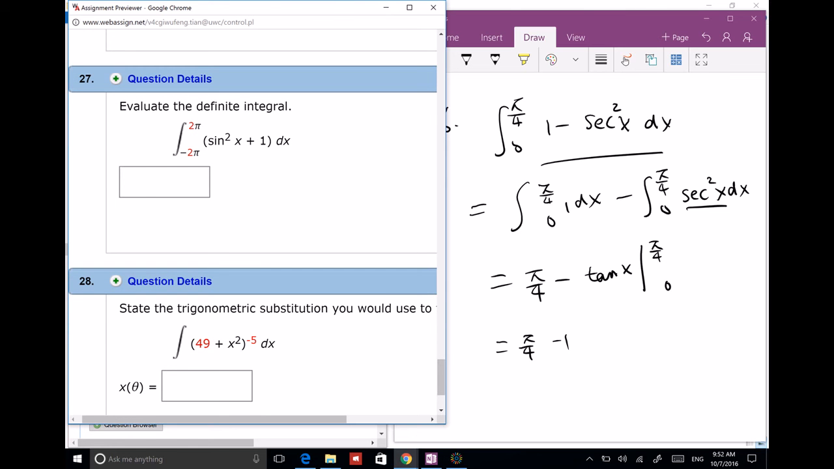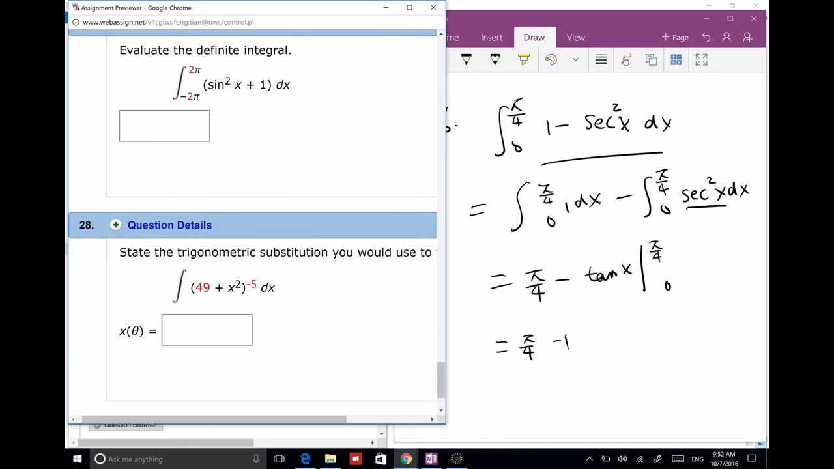And number 27, use the power reduction formula. Or you can use the cosecant, it's okay as well. It's not tangent, my bad. Use the power reduction formula. Sine x squared equals 1 minus cosine 2x over 2.